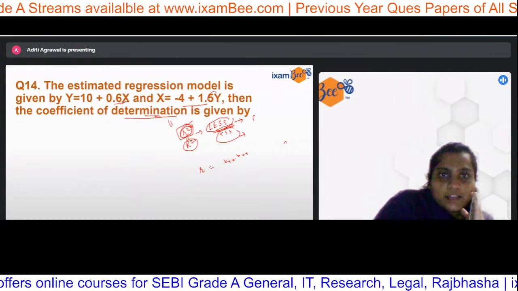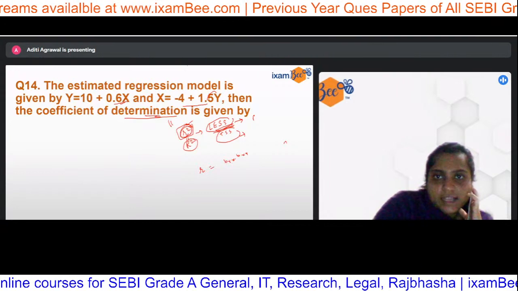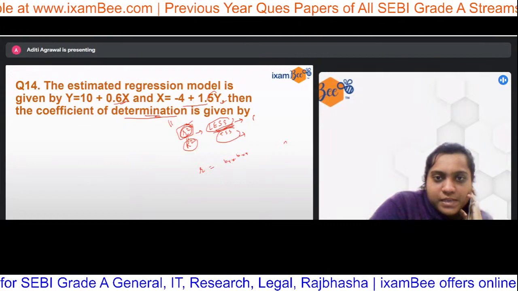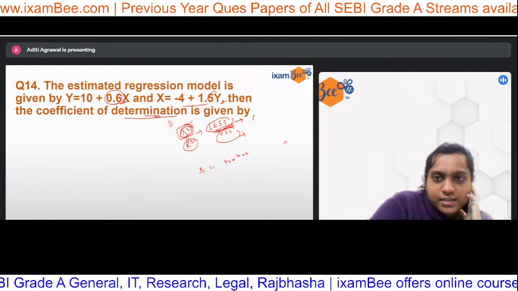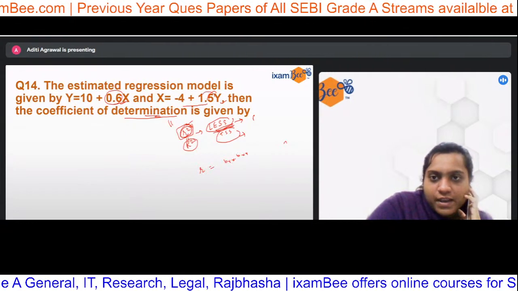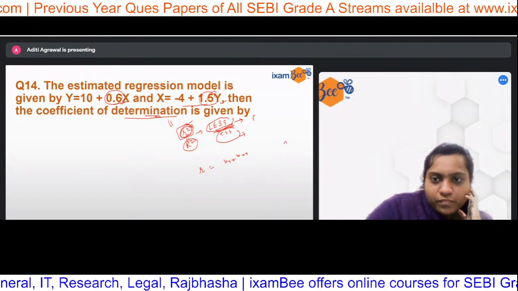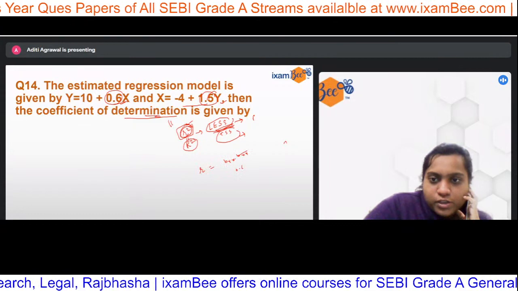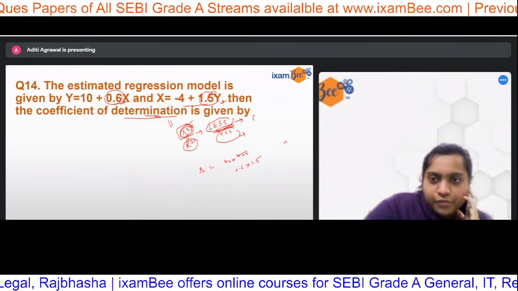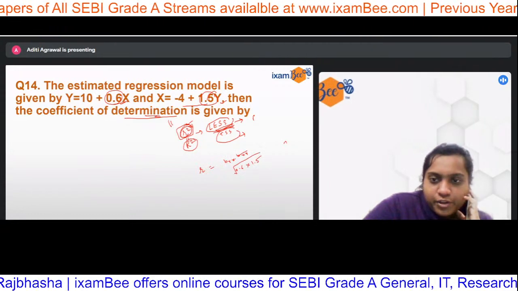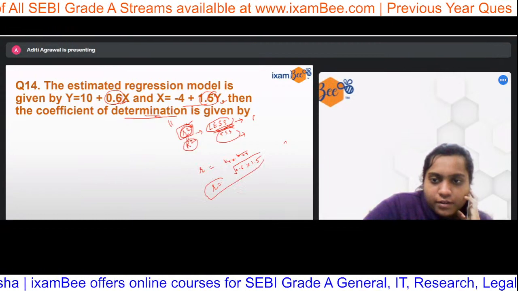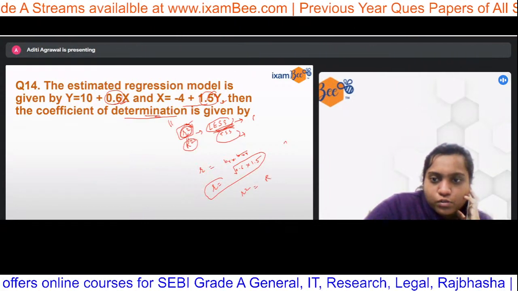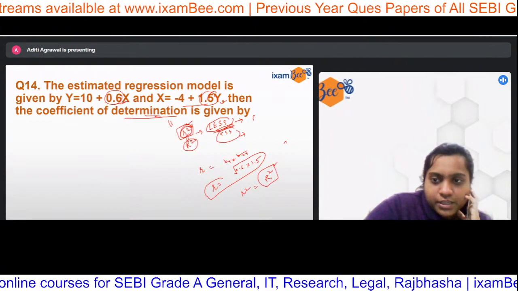This is the regression equation of y on x, and this is the regression equation of x on y, right? So that means byx here is 0.6 and bxy here is 1.5, right? Then you take the geometric mean of these two, 0.6 and 1.5. And after taking the geometric mean, you'll get the value of r, right? Square it, you'll get the value of r squared, which is also the coefficient of determination.